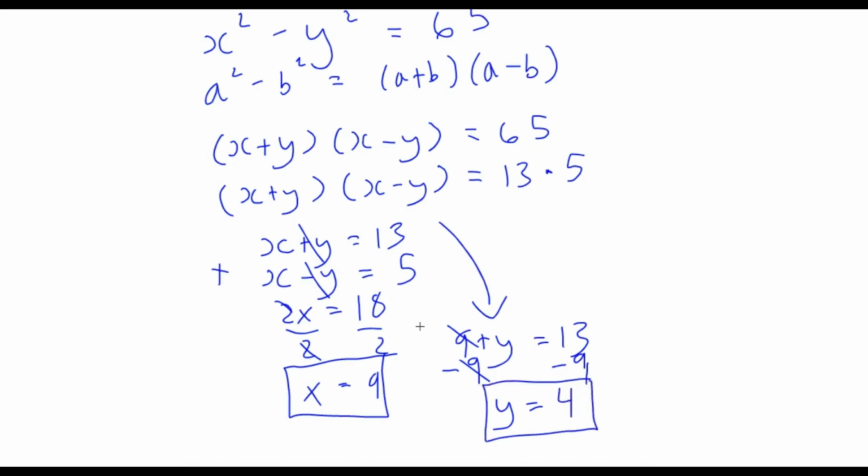Now, to check, let's plug in 9 and 4 into our second equation to see if it's right. So remember, x is 9. So we have 9 minus y, which is 4. This is equal to 5. 9 minus 4 is 5. So we have 5 equals 5. Because this is right, we know that x equals 9 and y equals 4 are correct values.